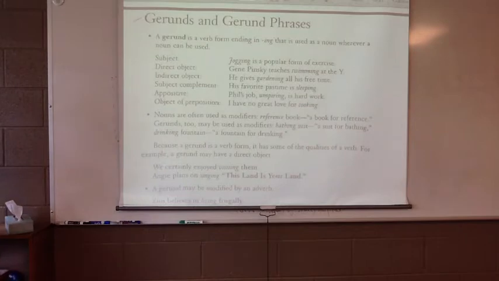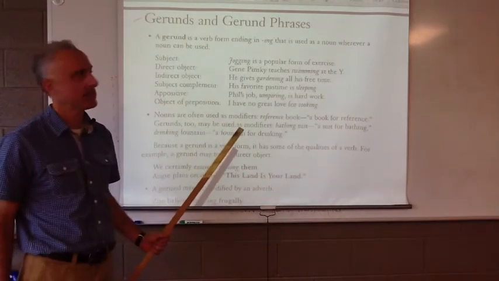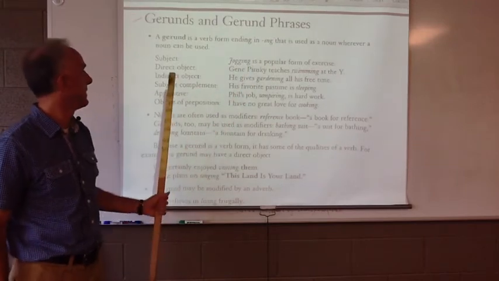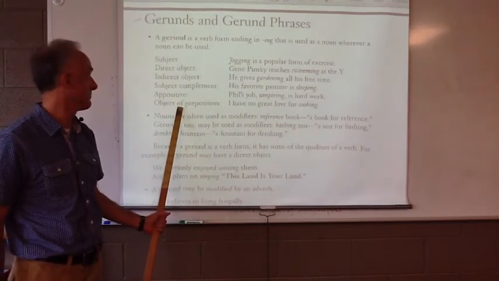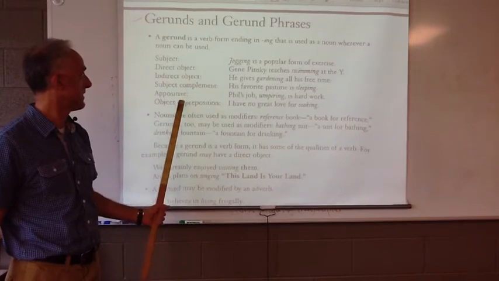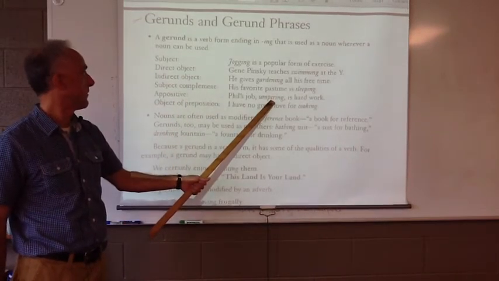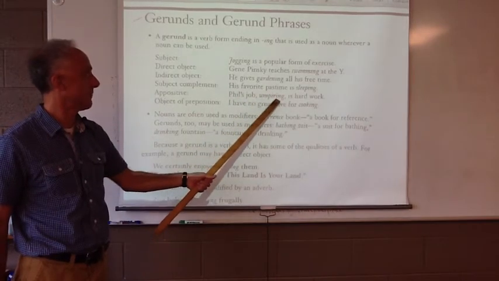So I'm sending you these documents, so I'm not going to spend too much time on it. A gerund ends in ing, but it's a noun. So it can be anything that a noun can be, which we've already studied. Even an appositive, umpiring, his job, Phil's job. Umpiring is hard work.